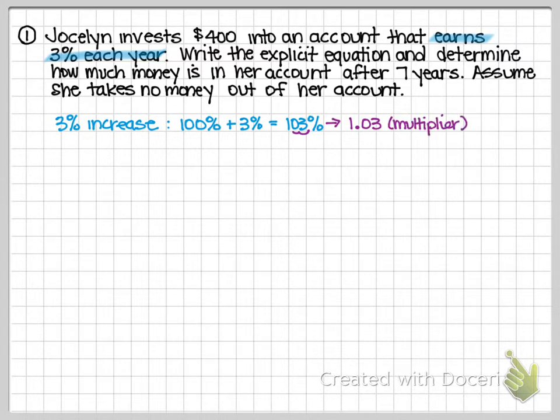All right, let's keep reading the rest of the question. We want to write the explicit equation. All right, let's color code some stuff. So we want to write the explicit equation. And, okay, we've got something else we have to do too. Determine how much money is in her account after 7 years. And we're assuming she's not taking any money out. All right, I think we need to try to write this equation. So if we take a look at this, we have the amount of money that Jocelyn invested. So if I were to set up a table on this, I would say N and T of N. See if we can convince ourselves about this equation.